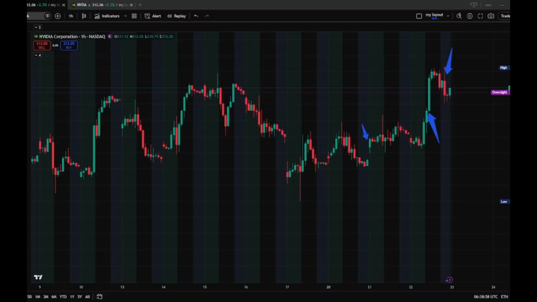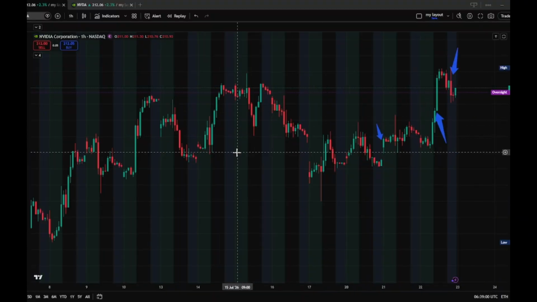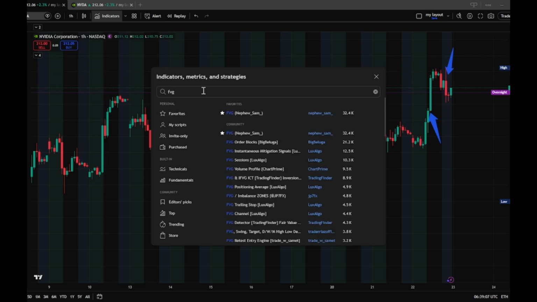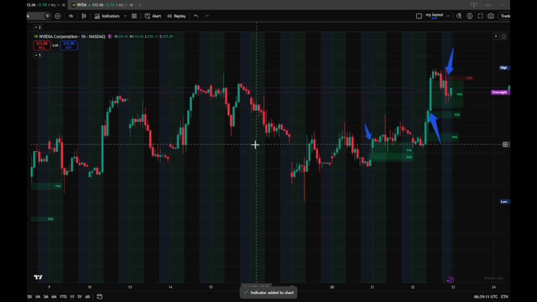Now, if you use TradingView, you can find fair value gap indicators right inside the platform. Just go to the indicator search box and type FVG or fair value gap. There are tools already available that can help you start seeing those zones.